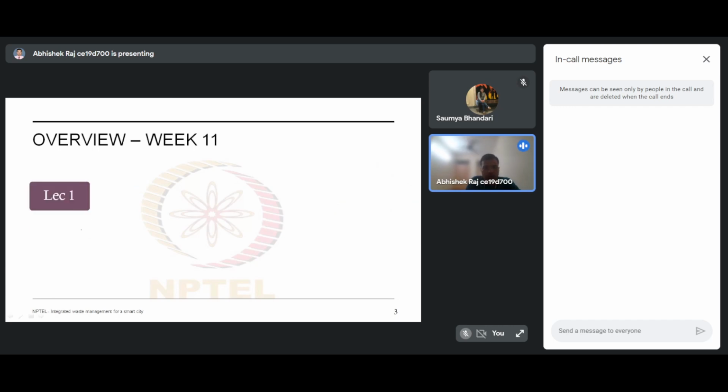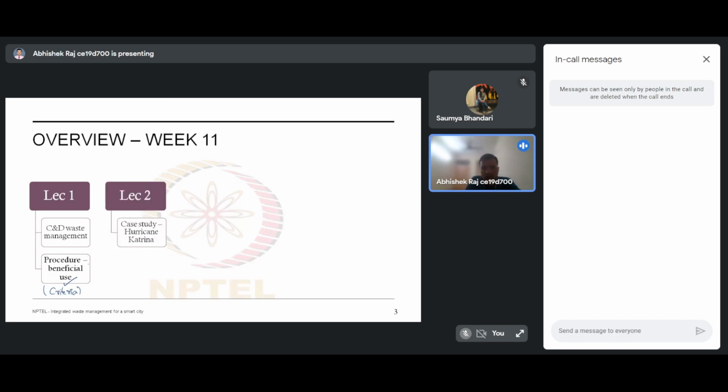So moving on to the overview for the 11th week. The first lecture was C&D waste management. So how is construction and demolition waste managed. Then the procedure for beneficial use. So what are the criteria that need to be checked before we judge the suitability of a waste, if we can get some beneficial or economical value out of it.